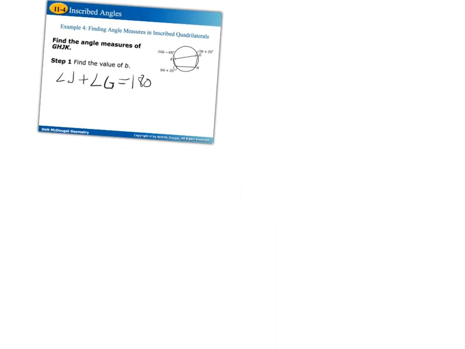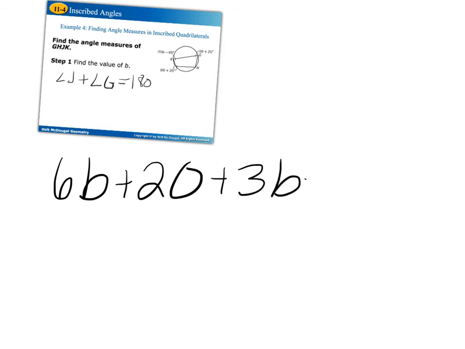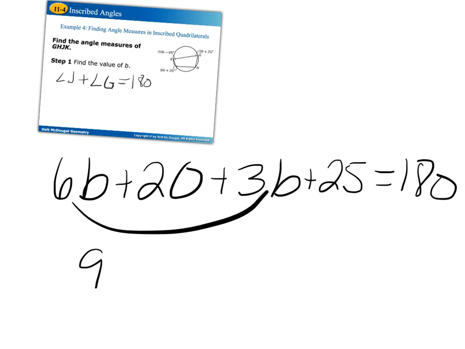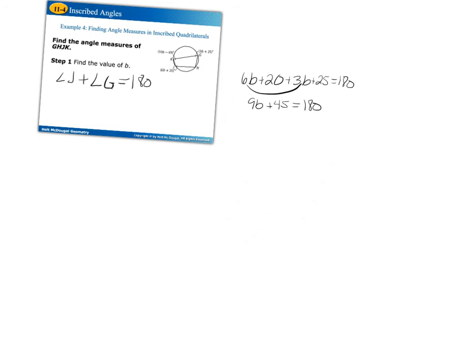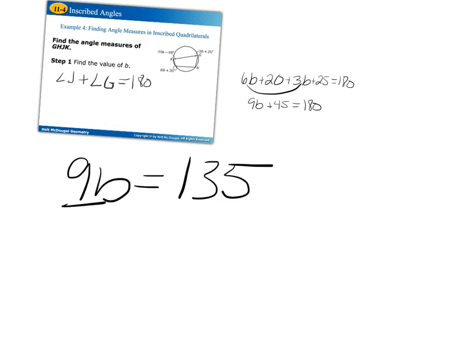So all I have to do is plug in what J was. J was 6b plus 20. G was 3b plus 25. And that's all going to equal 180. All right, let me simplify. 6b and 3b become 9b. 20 and 25 become 45. And I still have the 180. All right, solving, I get 9b, subtract the 45 over, gives me 135. Divide by 9, b equals 15.